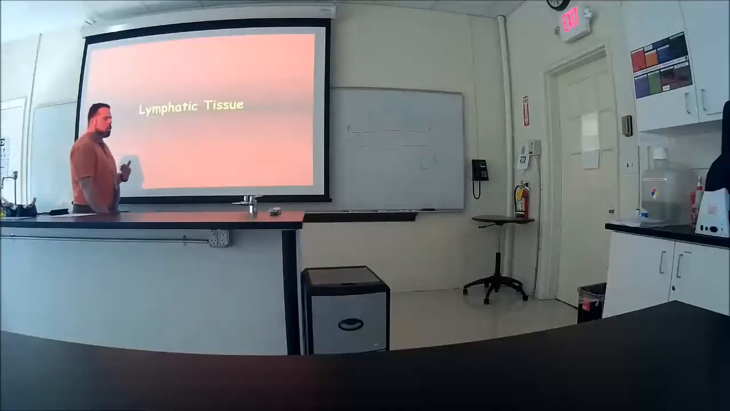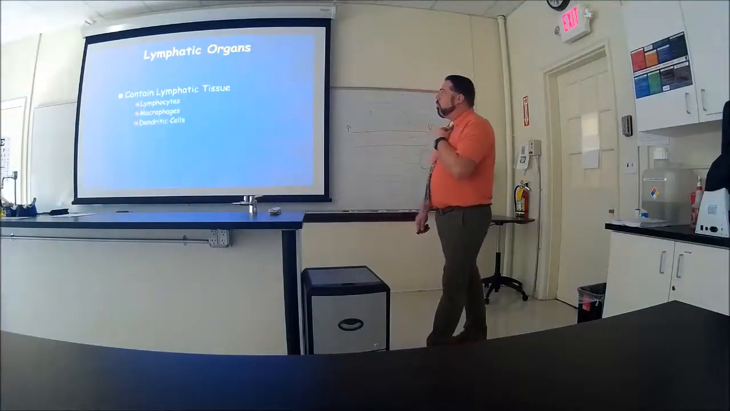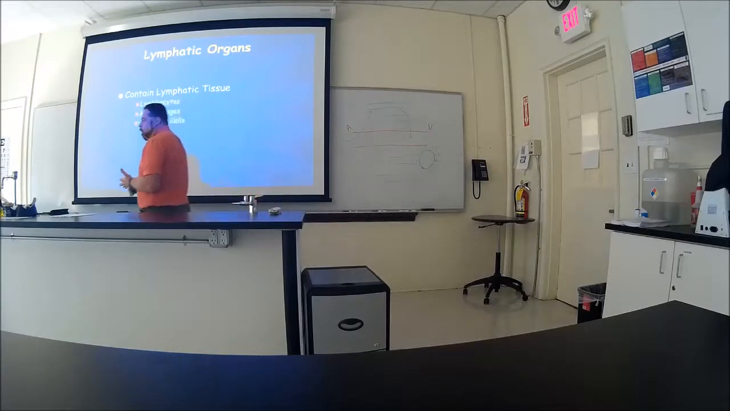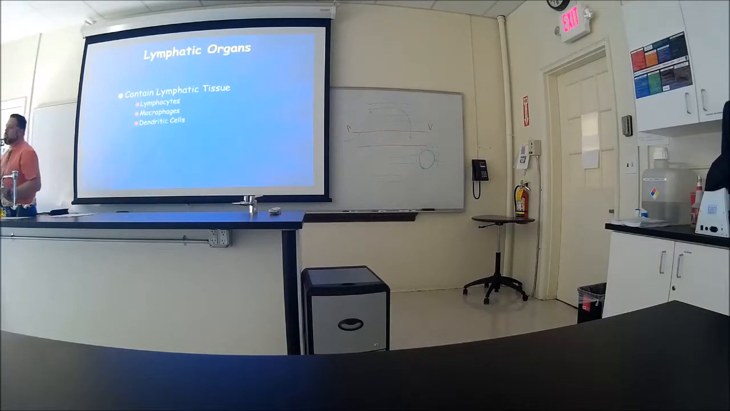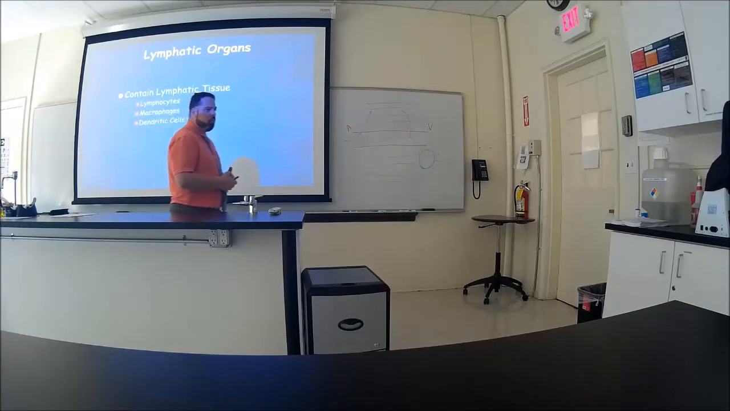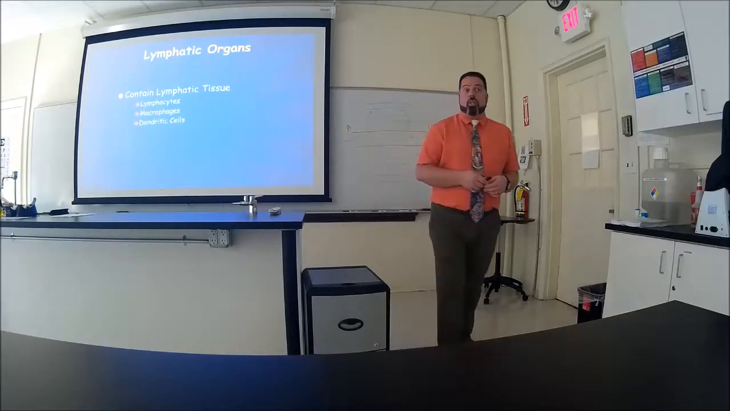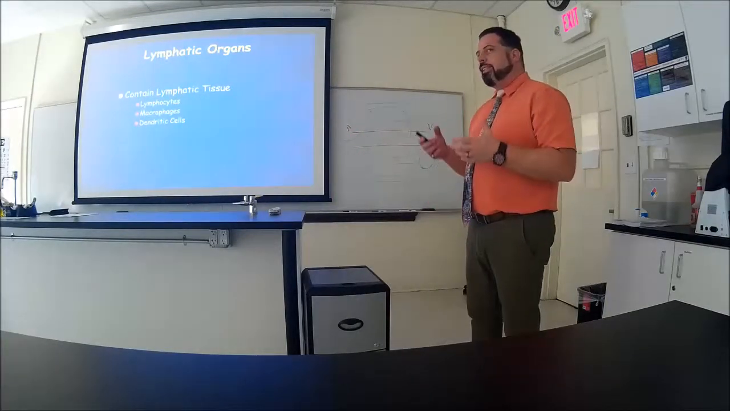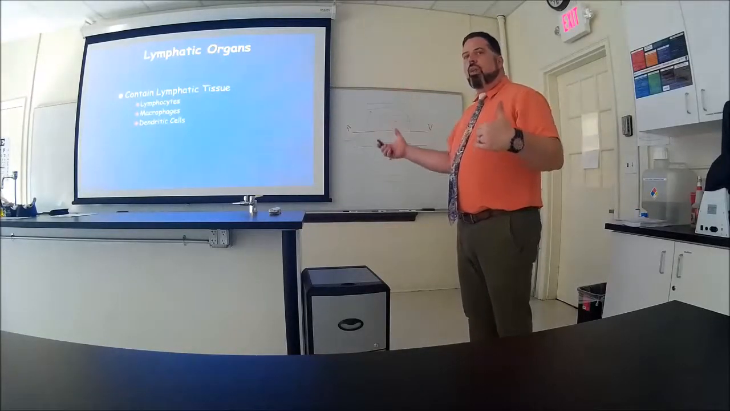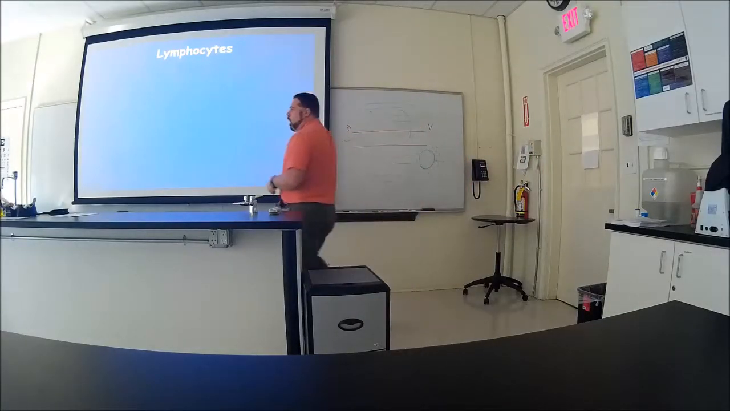All right, so let's talk about some of this lymphatic tissue. Lymphatic organs contain lymphatic tissue, which has the lymphocytes, the macrophages, and dendritic cells. The stuff we kind of talked about with hematology. We mentioned it in there, and we're going to talk a lot more about it when we get to the immune system. Like I said, this lymphatic system is bridging the circulation with the immune system. So we'll be talking a lot more about this in the immune system.